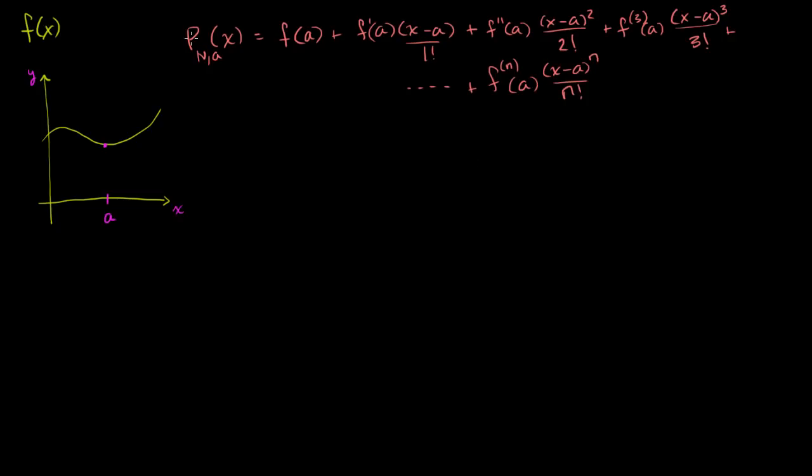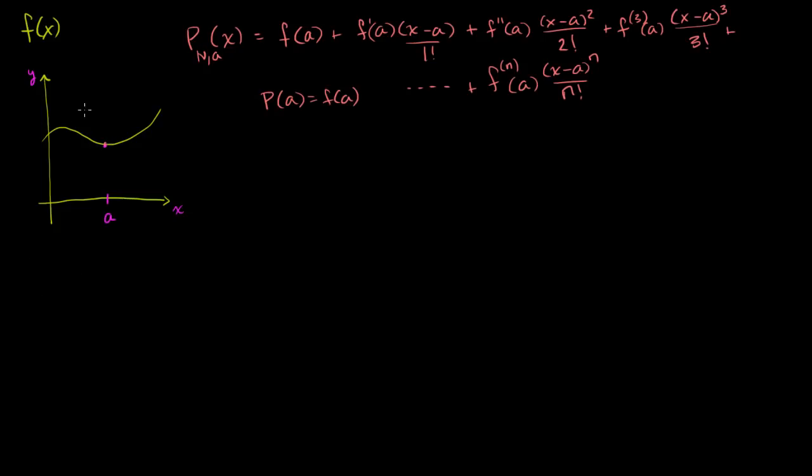And this polynomial right over here, this nth degree polynomial centered at a, p of a is going to be the same thing as f of a. And you can verify that because all of these other terms have an x minus a in them. So if you put an a in the polynomial, all of these other terms are going to be 0. And you'll have p of a is equal to f of a. Let me write that down. P of a is equal to f of a.